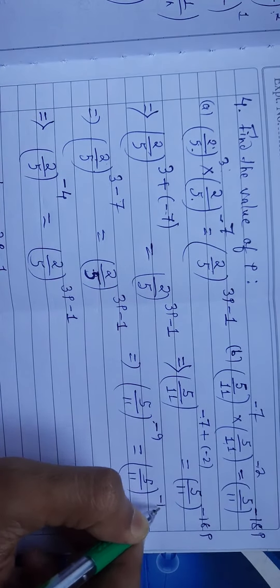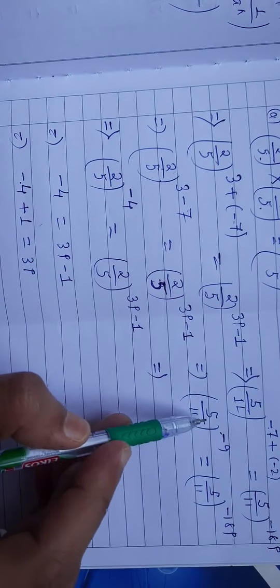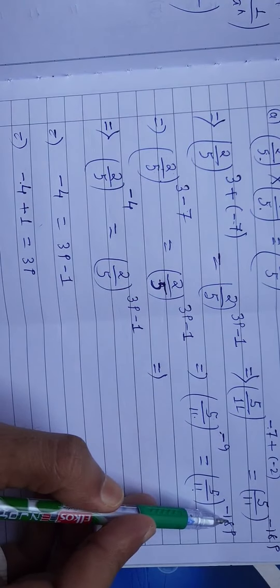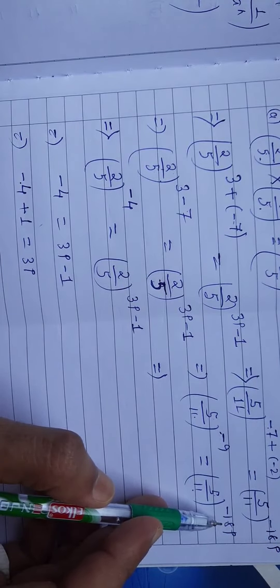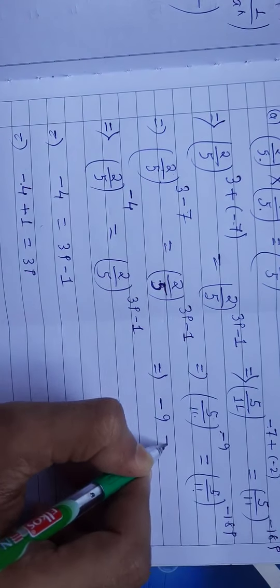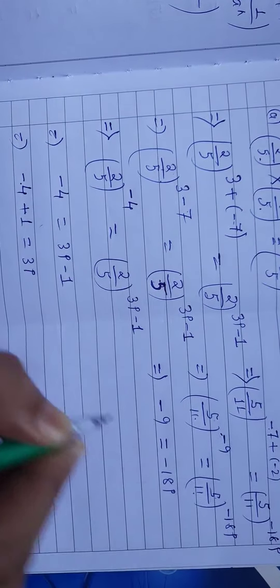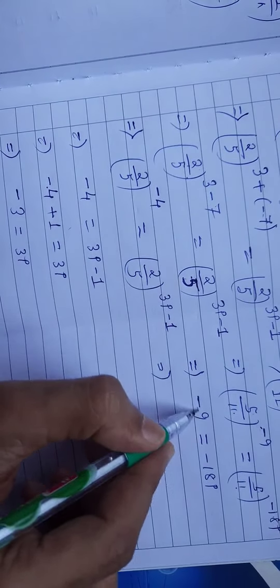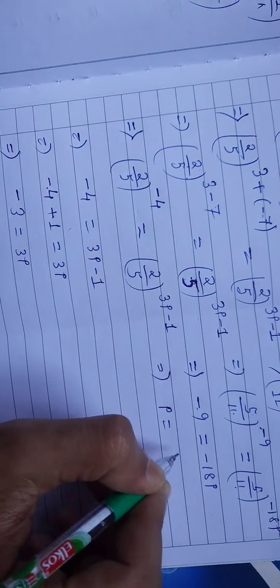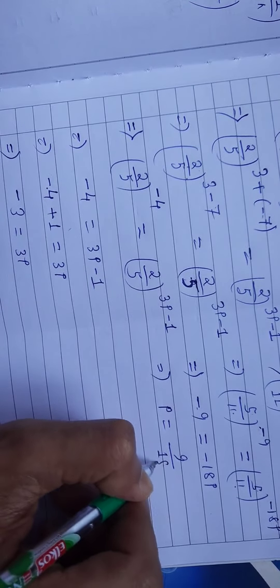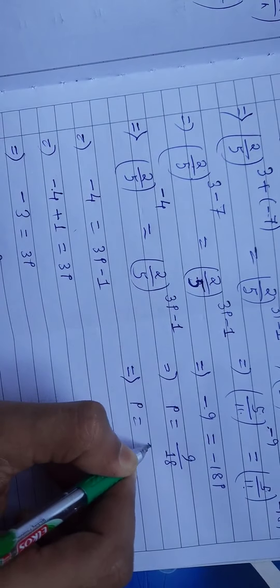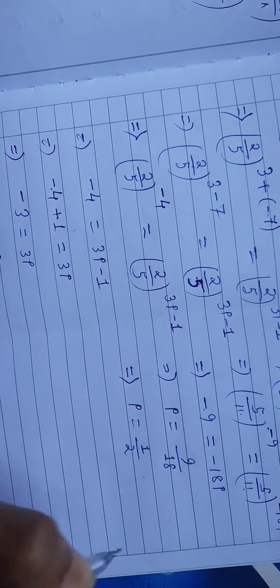Which implies, now here you will find, since the bases are equal, 5/11 and 5/11, therefore the powers will also be equal. This is one of the laws of exponents that we have seen in the first video. Therefore -9 equals -18p. Minus and minus will be cancelled from both sides, so p equals 9 by 18, which implies p equals half.